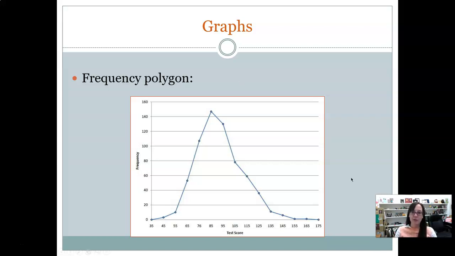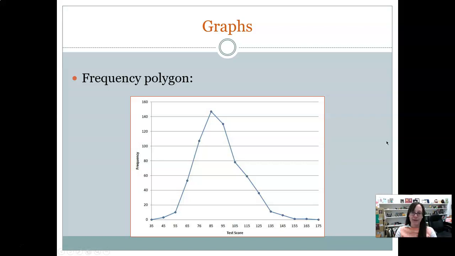Typically, when you want to use a graph like the histogram or the frequency polygon, you want this scale to be enough to incorporate everything, so all the points will fit in there. But you don't want the top to be too much higher than your highest point, because you want it to be a nice distribution to show what's going on.